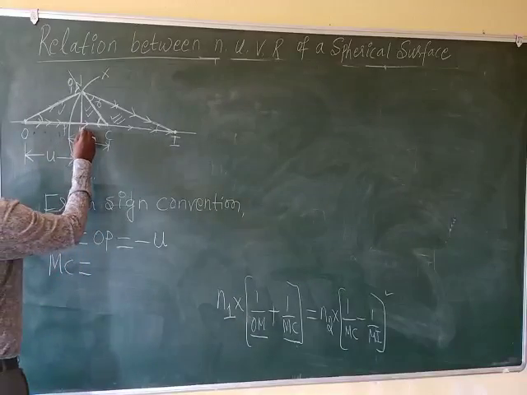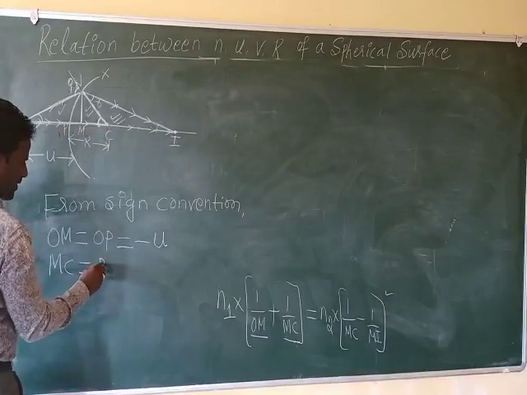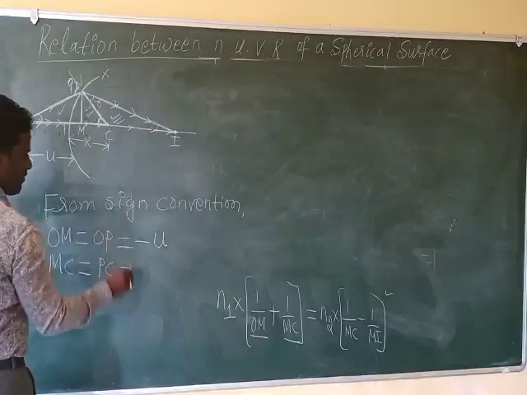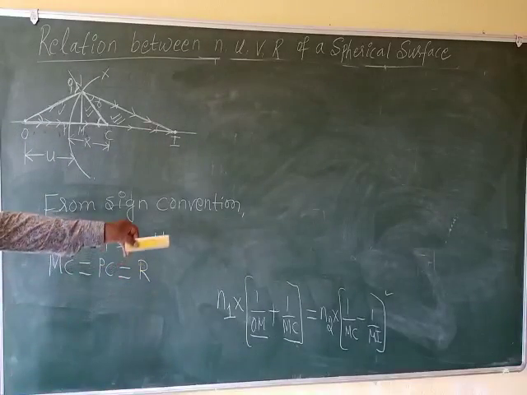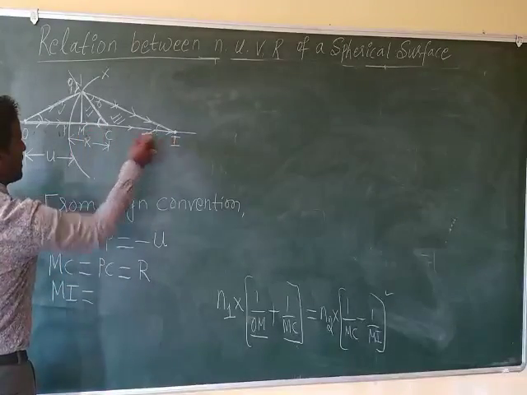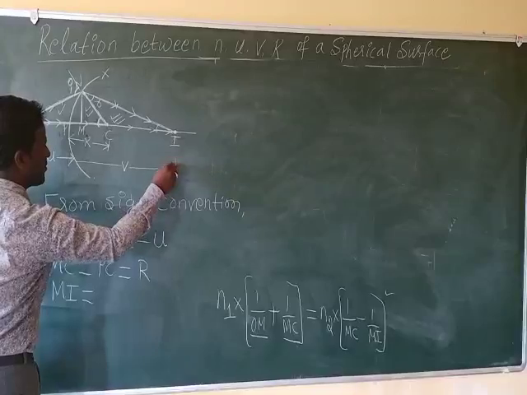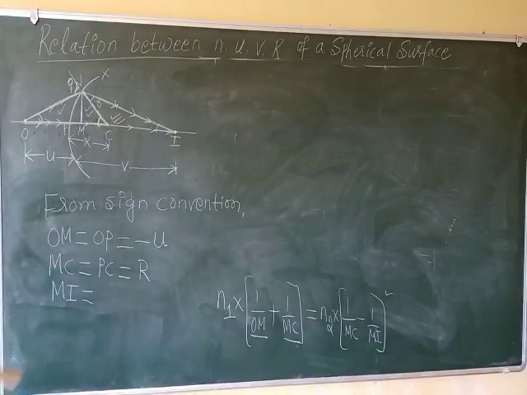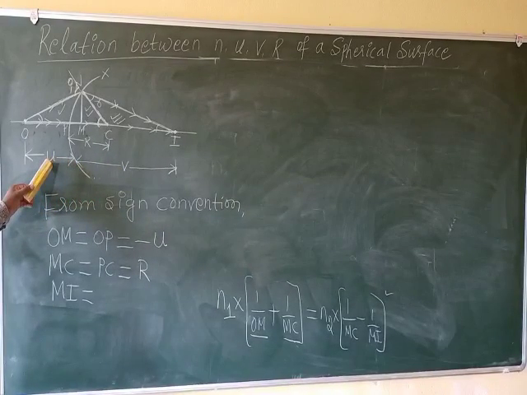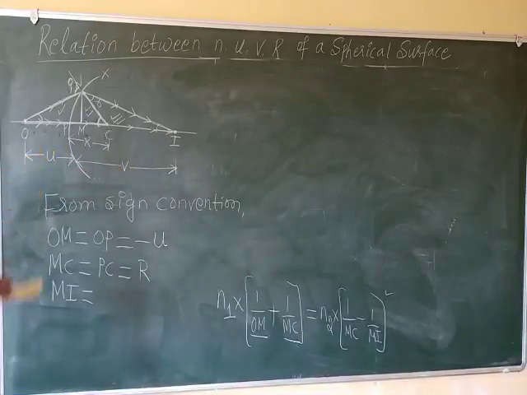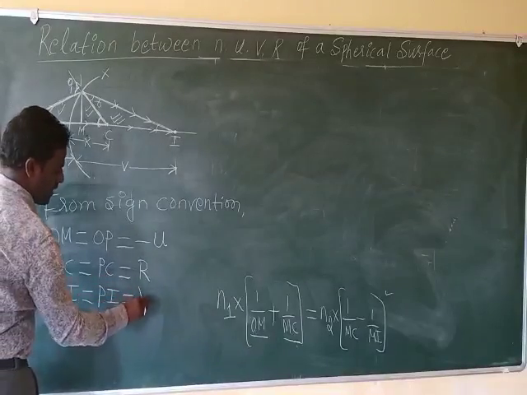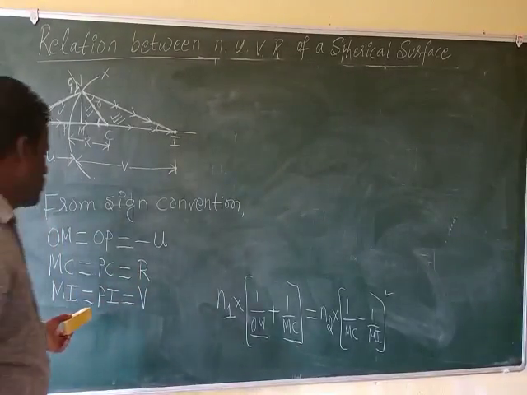Where is MC? MC is equal to PC. C is in front of P, and it is the radius of curvature R. Next, MI is the image distance. The distance of the image from the pole is the image distance V, and the object distance is U. Remember, image distance is V, object distance is U. So MI is equal to PI, which is equal to V.